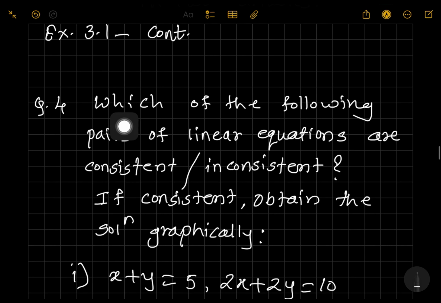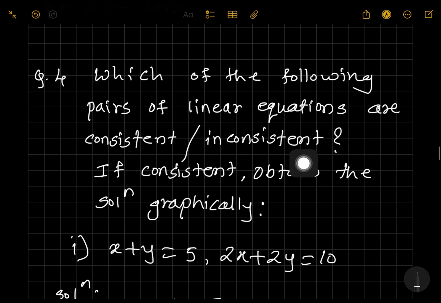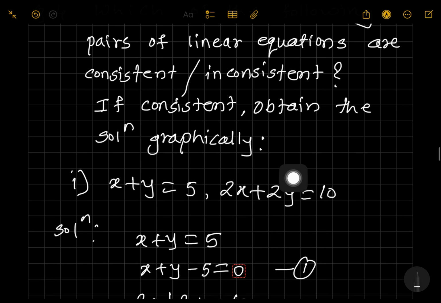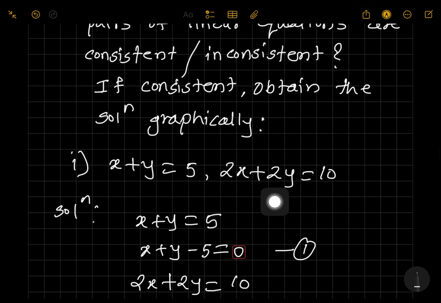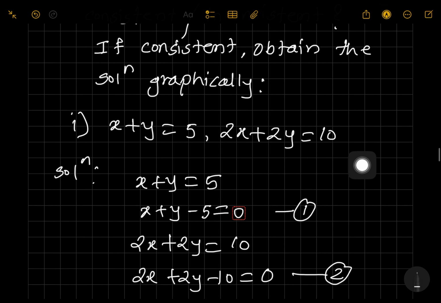Now see question number 4. Which of the following pairs of linear equations are consistent or inconsistent? If consistent, obtain the solution graphically. Only two things are there, consistent and inconsistent. If consistent, we have to find out the graphical solution. That graphical solution we also studied already in previous questions and videos, so don't miss that video.